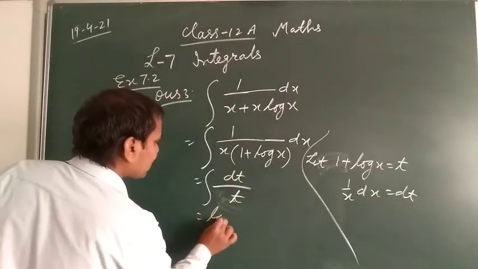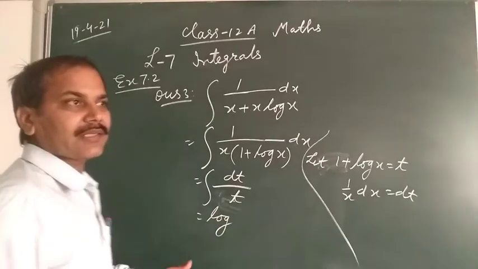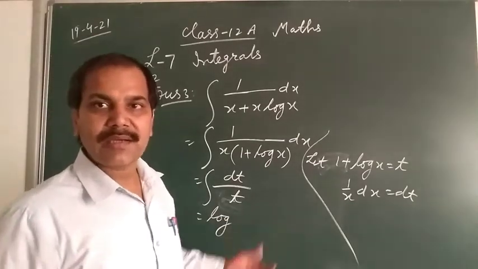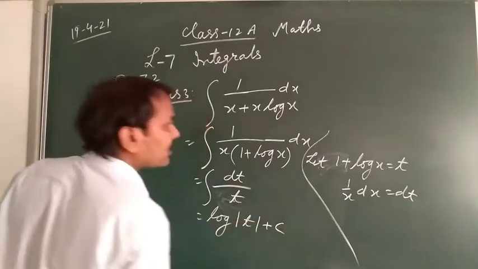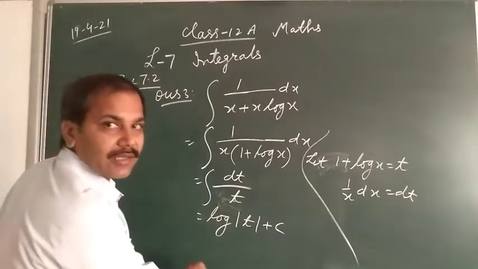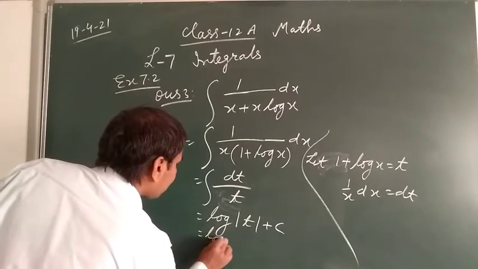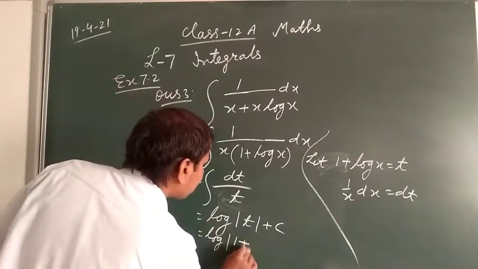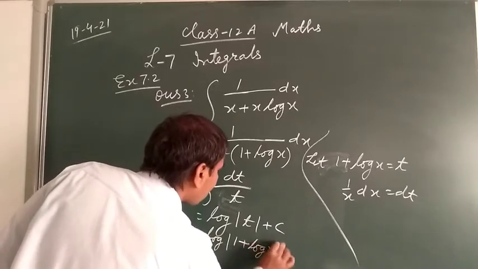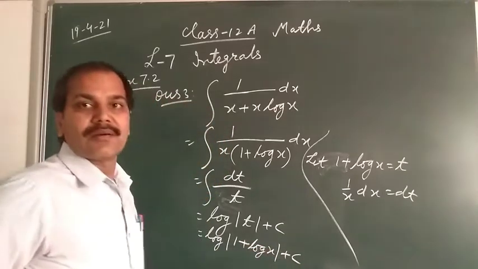So you know that the integration of 1 upon t is log t, so log mod t plus constant. Then putting the t value, clear? So log mod 1 plus log x plus constant. Okay, this is the answer.